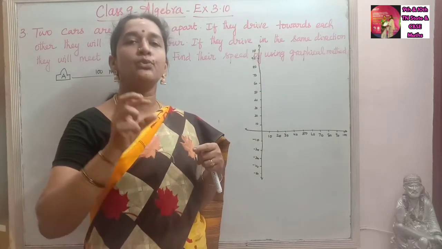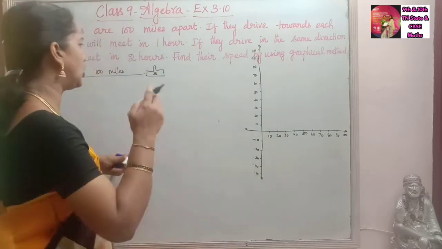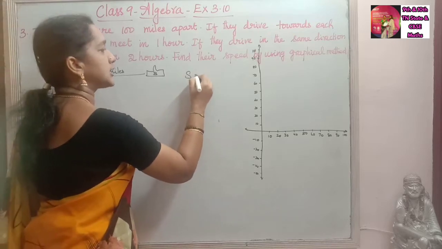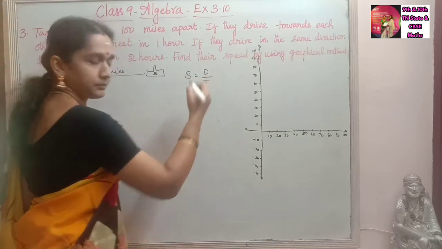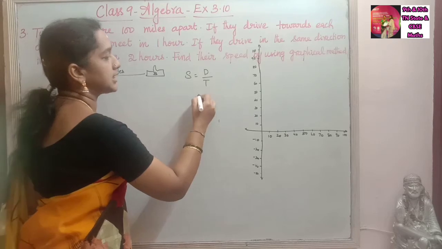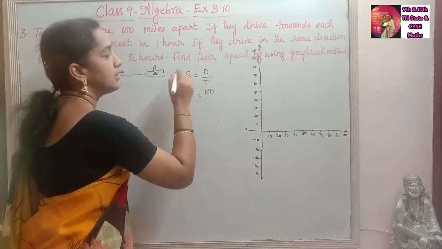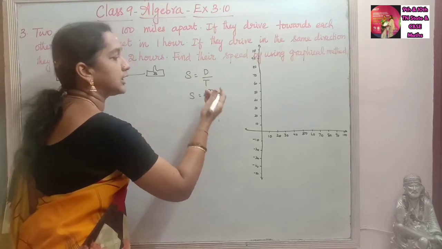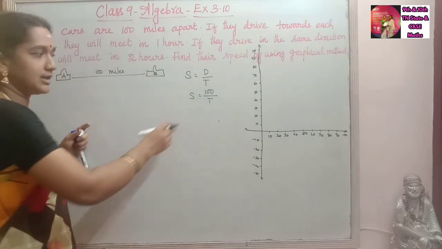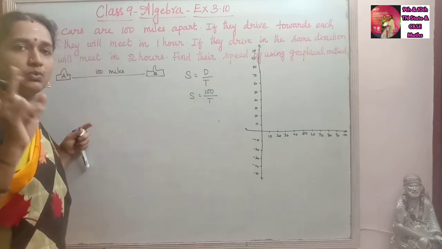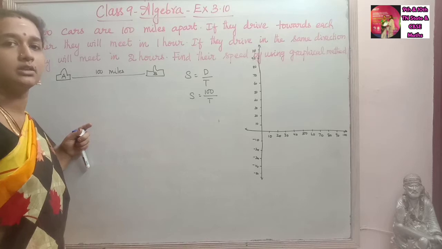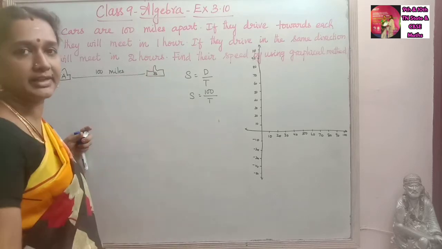So, we are asked to find the speed. We know that speed is equal to distance by time taken. The distance here given is 100 miles. For the given condition, what are all the things we are getting? One is time taken, we are getting 1 hour, the other one is 2 hours. So, that we will find out now.